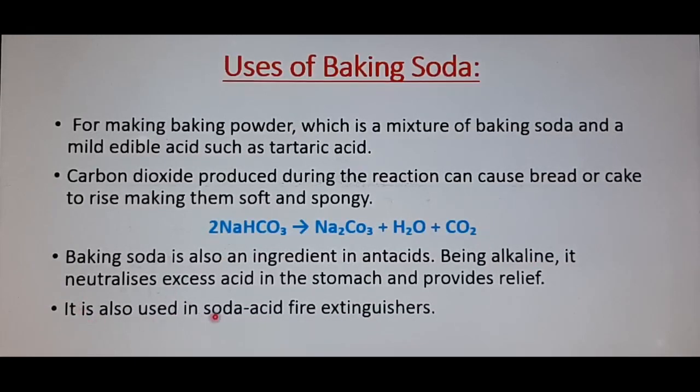It is also used in soda acid fire extinguishers. See, when sodium hydrogen carbonate or baking soda is heated, it gives us carbon dioxide. This carbon dioxide itself is a fire extinguisher. So that's why baking soda is also used in soda acid fire extinguishers. So this was all about baking soda.